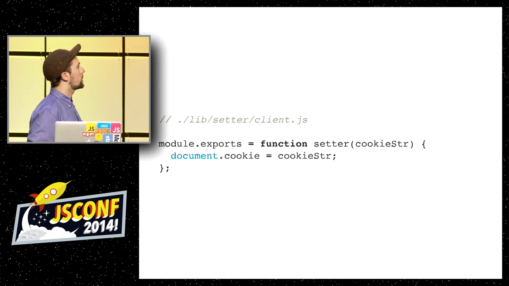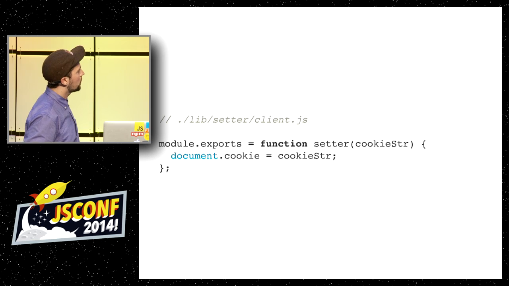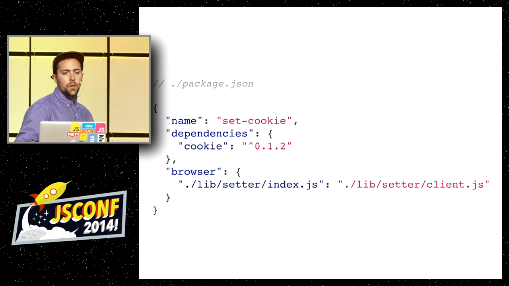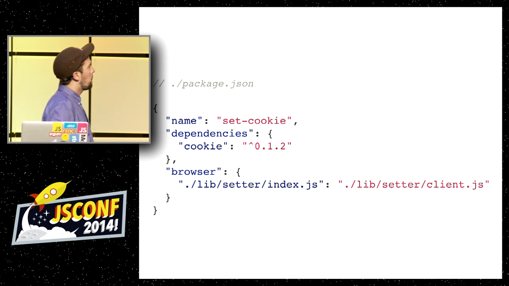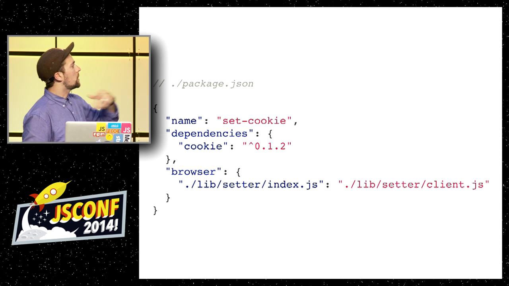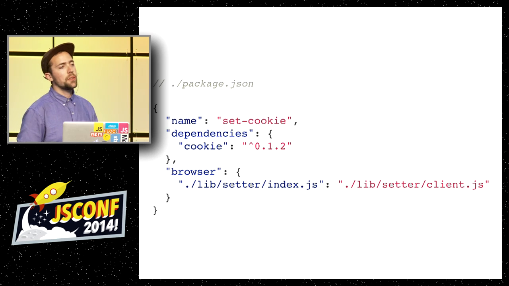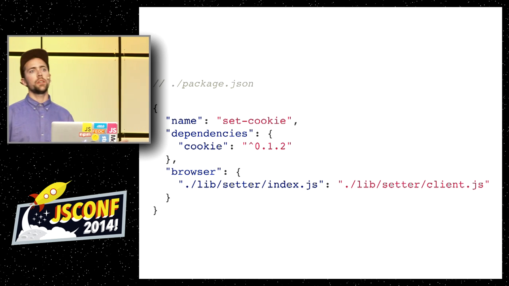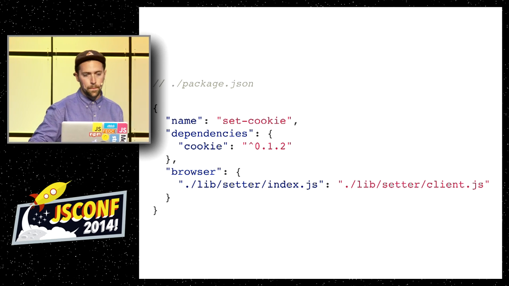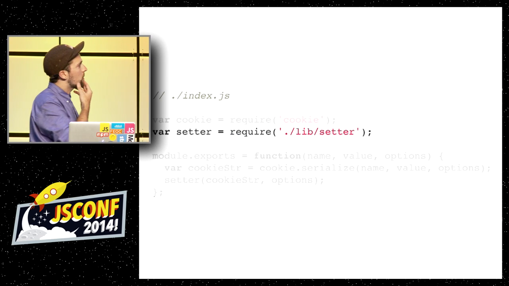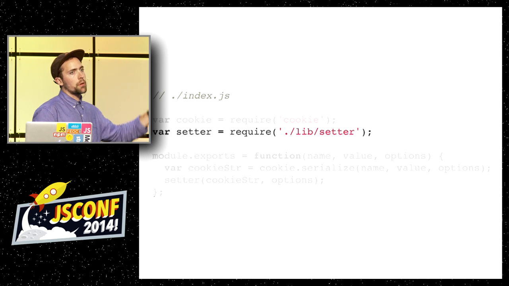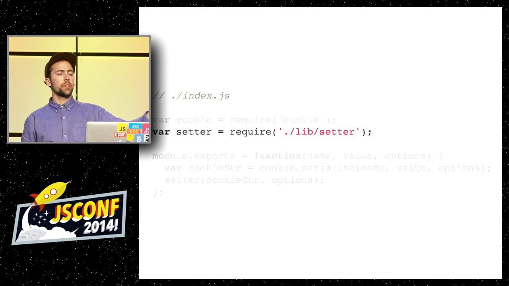And then here's what the client version looks like. It's pretty complicated. It just sets document.cookie. And so in our package.json, the browser field would look like this. We're swapping out lib setter index.js for lib setter client.js. And this is exactly what SuperAgent does. So SuperAgent actually has two completely different implementations for Node versus the browser. And just to highlight, if we look back at our entry point, our index.js, there's our require. This is the require that will be affected by that package.json field.